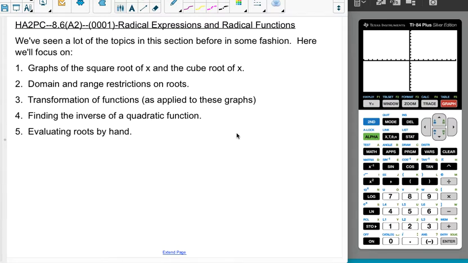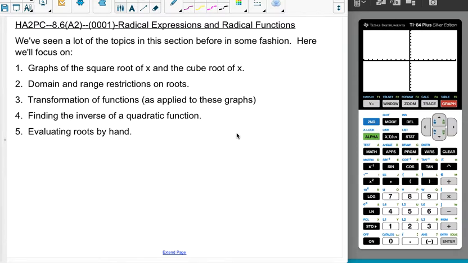All right, this is Honors Algebra 2 Pre-Calculus. We're doing 8.6 in Algebra 2, which is radical expressions and radical functions. This is the first video of this section. So we've seen a lot of the topics in this section before in some fashion. So here we're going to focus on a couple of big things.